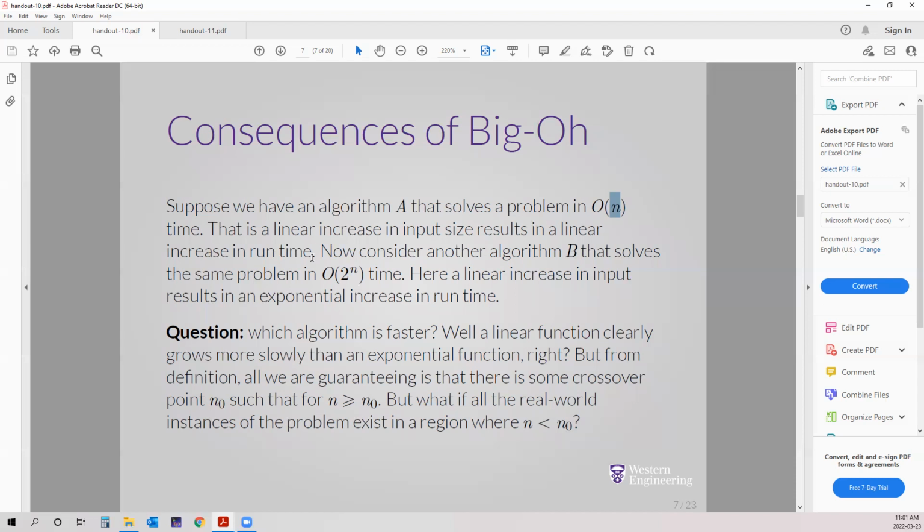But from the definition, all we are guaranteeing is that there is some crossover point n0, n naught, such that for n greater than or equal to n naught, this holds. But what if all the real world instances of the problem exist in a region where n is less than n naught? What will happen? Think about it.